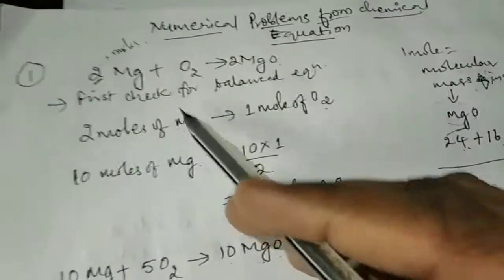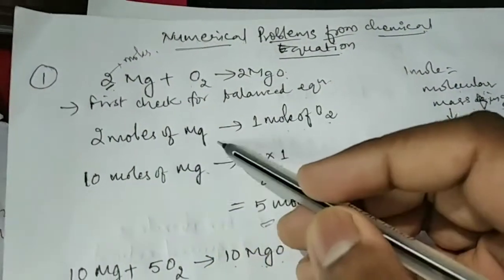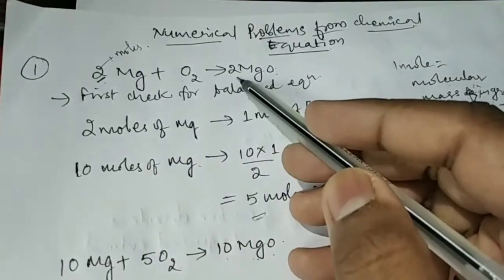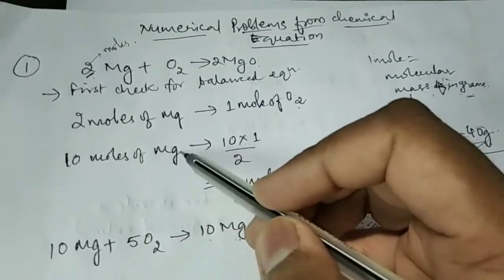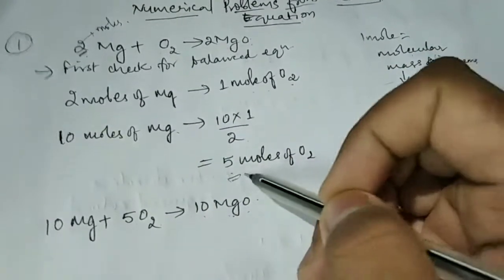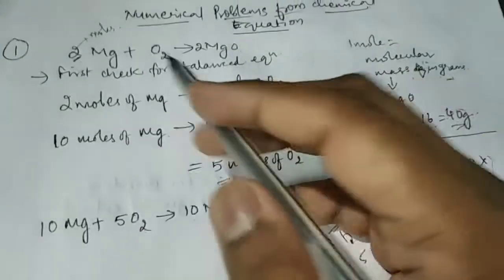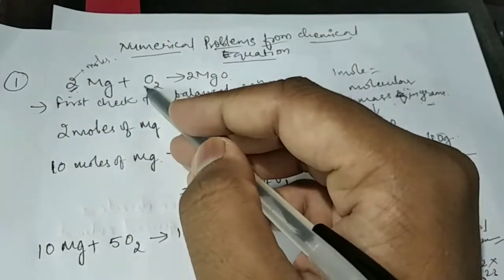Okay. So first of all, write the equation, balance it if it is not balanced. Then 2 moles of magnesium is giving me 1 mole of oxygen. So 10 moles of magnesium will give me 10 into 1 divided by 2 using the unitary method. So I will be getting here 5 moles of oxygen. You can do it by the ratio method also. So it is 2 magnesium and 1 mole of oxygen.